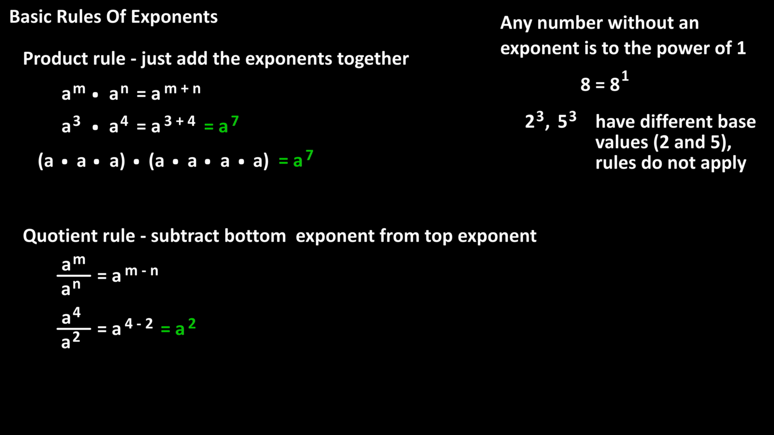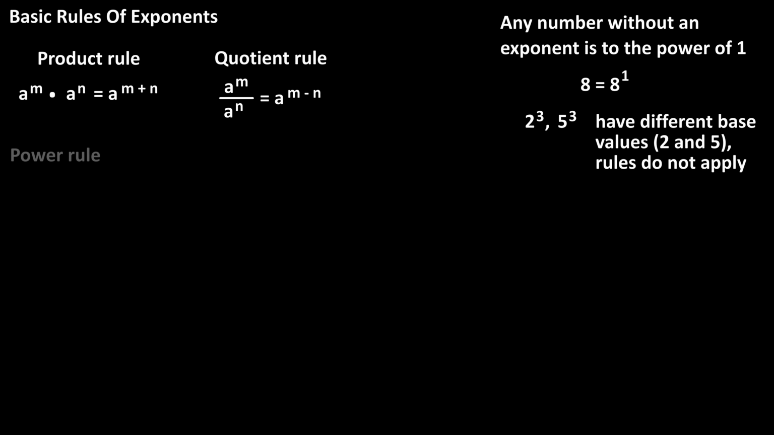And if we write this out, we have a times a times a times a for a raised to the 4 on the top, and a times a for a raised to the 2 on the bottom. We can cancel 2 of these out, and we're left with a raised to the 2 as the answer, same as before. The power rule for exponents is the quantity a raised to the m raised to the n equals a raised to the m times n.